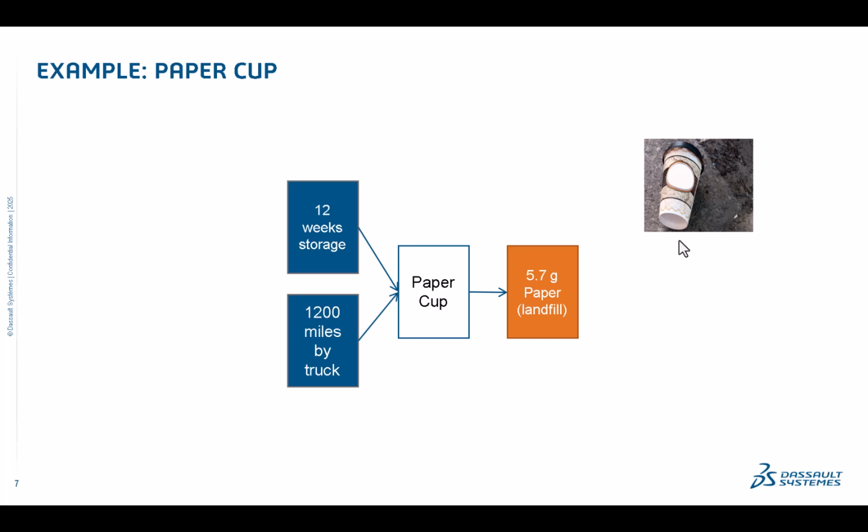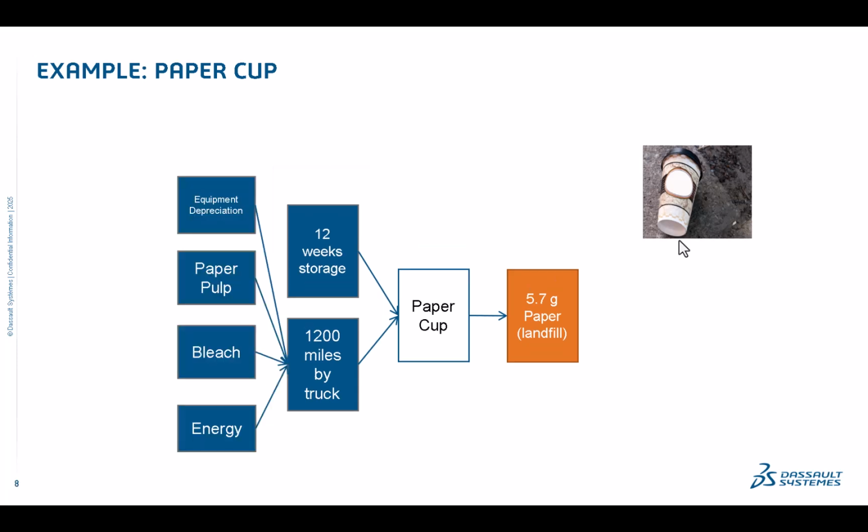And then on the right-hand side, when we throw away the paper cup, that's 5.7 grams of paper being sent to a landfill. We'll consider these to be the level 1 inputs in our life cycle inventory. And of course, we can think of refining our life cycle inventory even further. You can imagine there being one paper cup's worth of equipment depreciation, and this is equipment used to manufacture the paper cup. There's one paper cup's worth of paper pulp, bleach, and of course the energy required to produce one paper cup at the factory that produces paper cups. And so these would be the level 2 inputs.